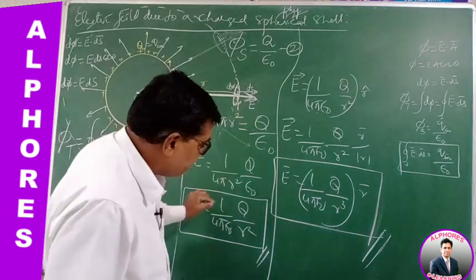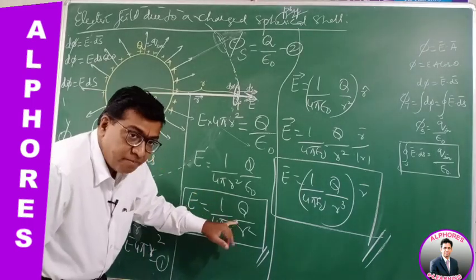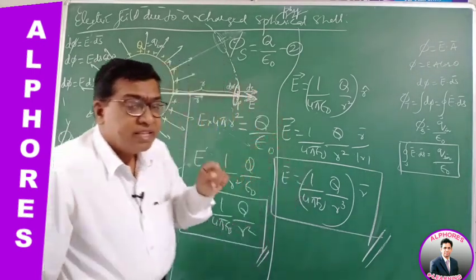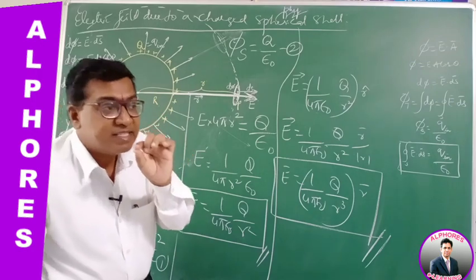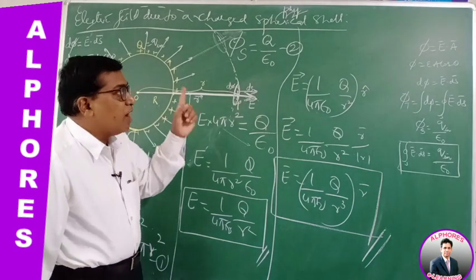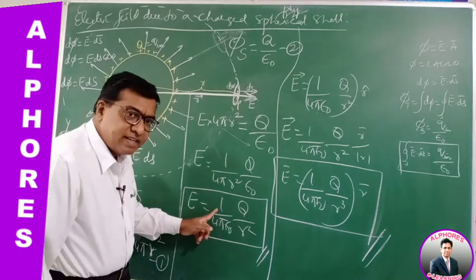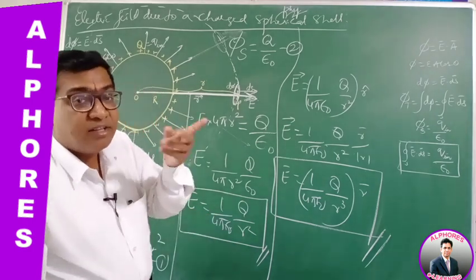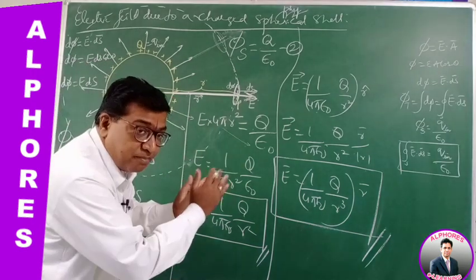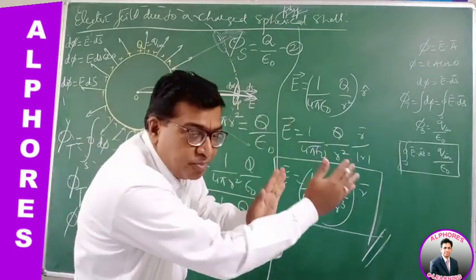Please look at the expression for this electric field. The electric field here, 1 by 4 pi epsilon naught Q by r square, is the same as the electric field due to a point charge that we derived earlier. The electric field due to a point charge at a distance r from it has the same formula. So for any outside point of the charged hollow sphere, the electric field is the same as that of a point charge at a distance r. Comparing the two, the electric field intensity due to a hollow sphere and the electric field due to the point charge are the same.